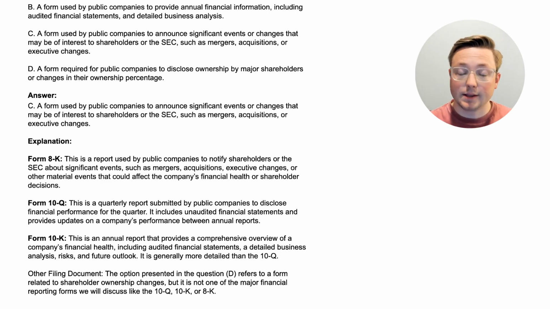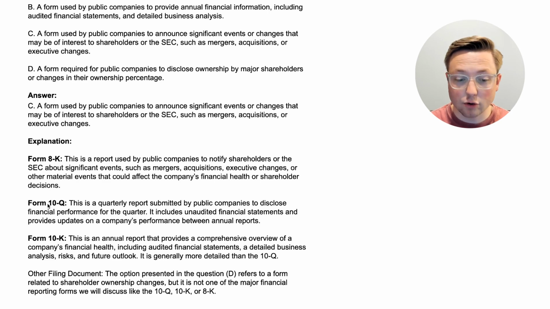Okay, so sounds like the 8K is all about significant events and changes that happen throughout the year. So let's read through these different options. Again, knowing what these forms are is going to give us a basis for the rest of the video so that we can continue learning in the next questions. So first, Form 8K, we kind of already learned about it. This is a report used by public companies to notify shareholders or the SEC about significant events such as mergers, acquisitions, executive changes, or other material events that could affect the company's financial health or shareholder decisions. So basically they're disclosing, hey, these big things happened this year that are going to affect the company, and they need to let people know.